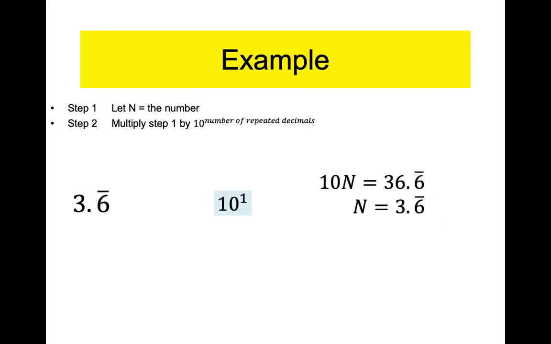I moved it one place to the right. That makes it 36.6 repeating, right? If I had multiplied by 100, it would be 366.6 repeating. If I multiplied by 1,000, right, it would be what? It would be 3,666.6 repeating. Okay. All right.